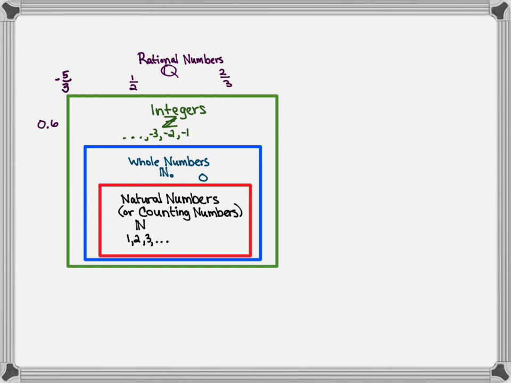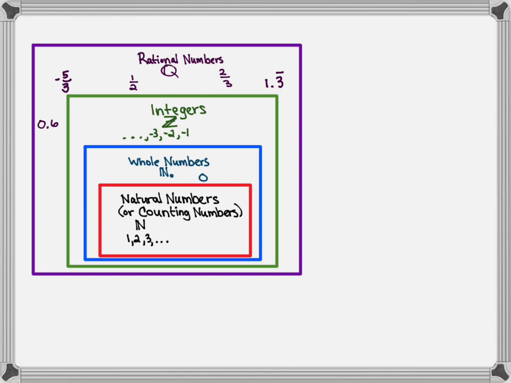If they're written as decimals, like 0.6, they are decimals that terminate, or they are decimals that can be written with a repeating bar. For example, 1.3 with a repeating bar above the 3. So these are examples of rational numbers, but there are many more. And of course, natural numbers, whole numbers, integers, these are all also rational numbers because any integer you can put over 1 and write it as a fraction.